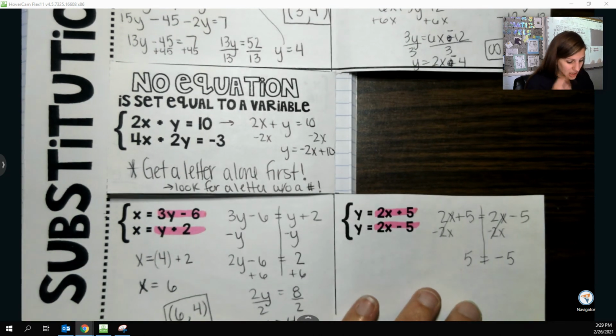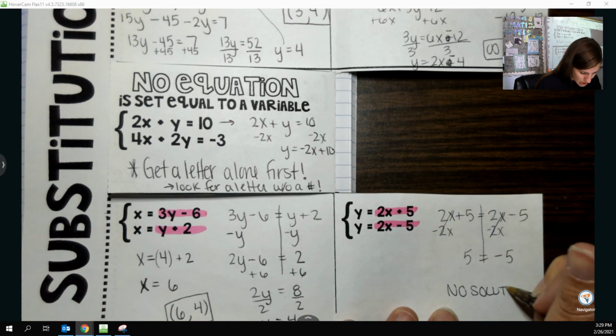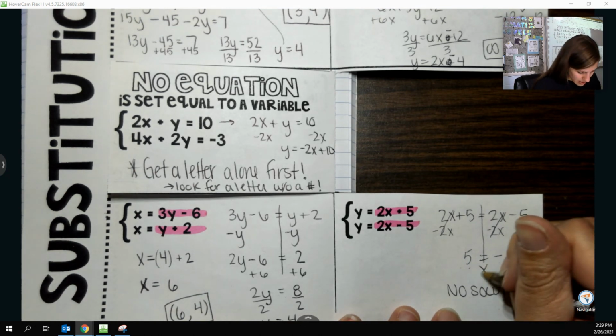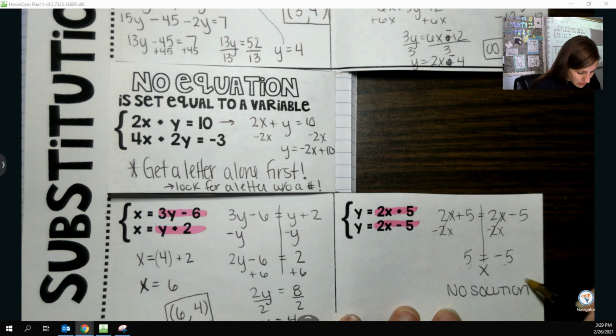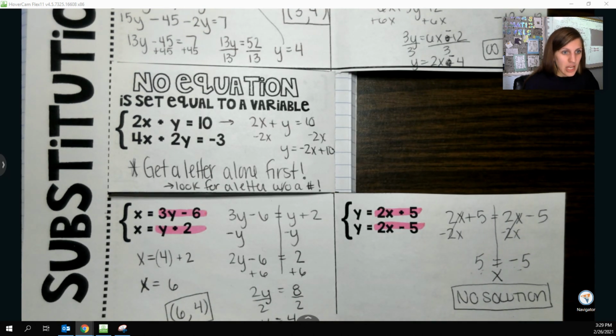These lines are parallel, which means no solution. They do not cross each other. And I can also tell because like 5 does not equal negative 5. So this is a false statement. So no solution.